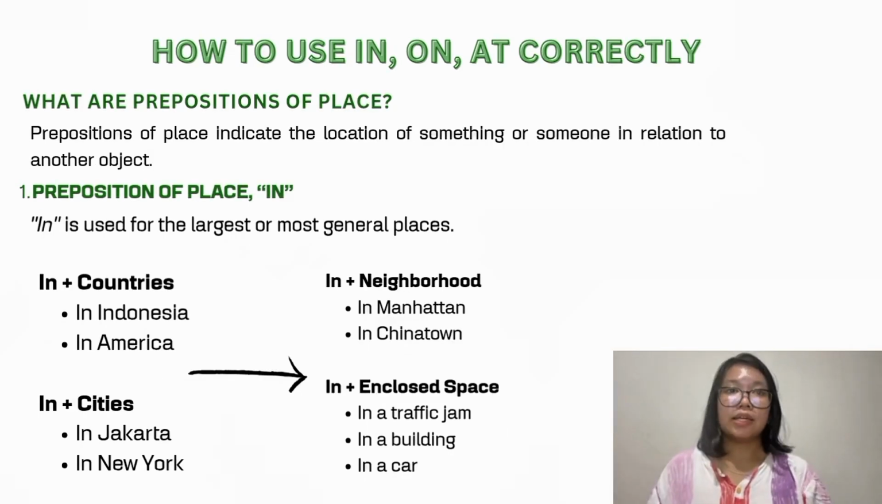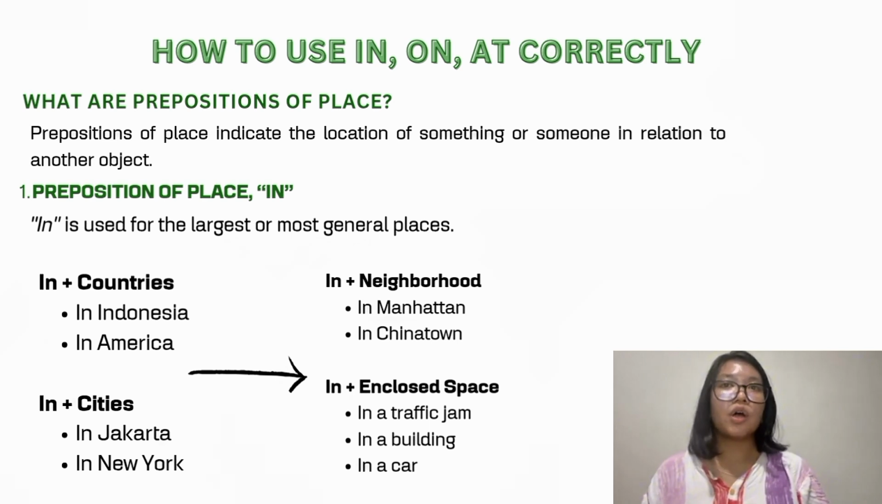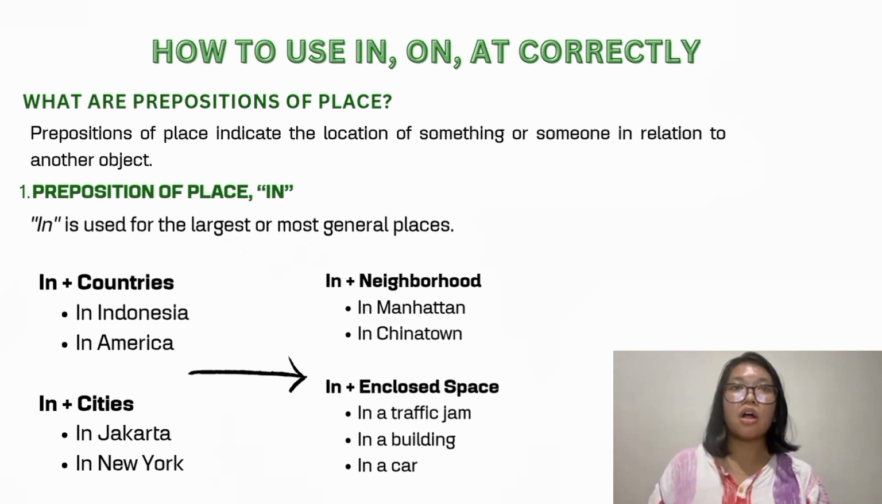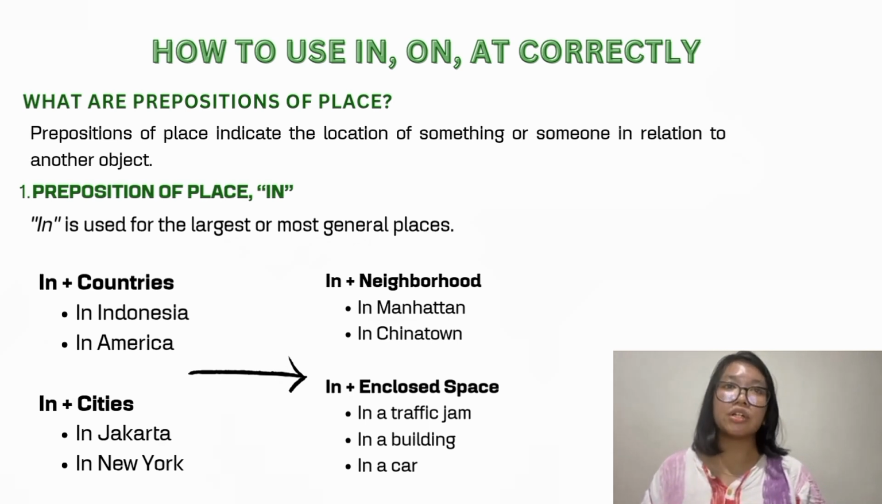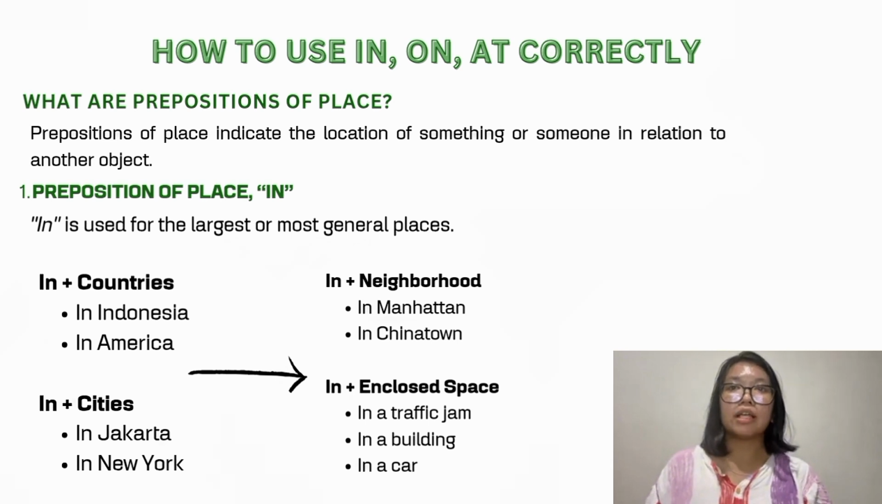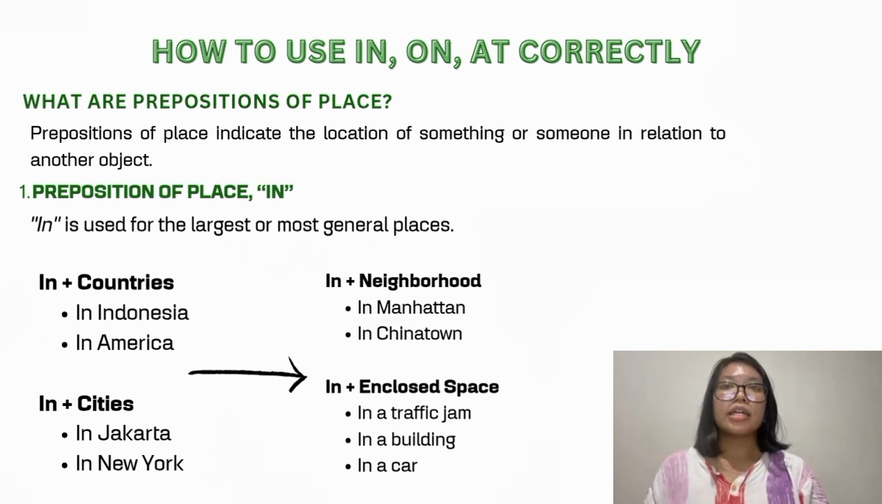How to use in, on, at correctly. What are prepositions of place? Prepositions of place indicate the location of something or someone in relation to another object. Preposition of place in. In is used for the largest or most general place.